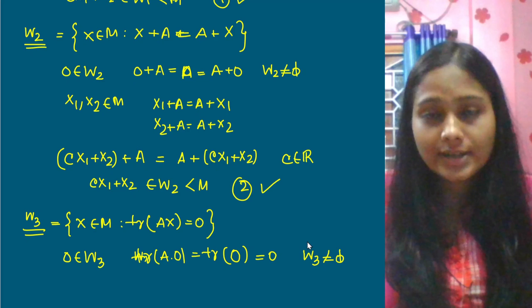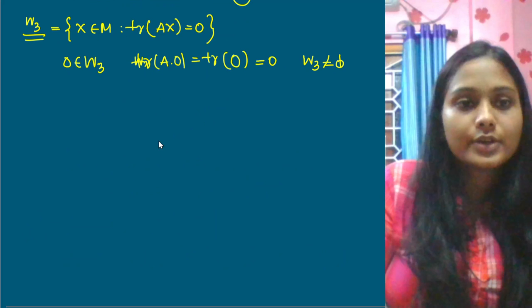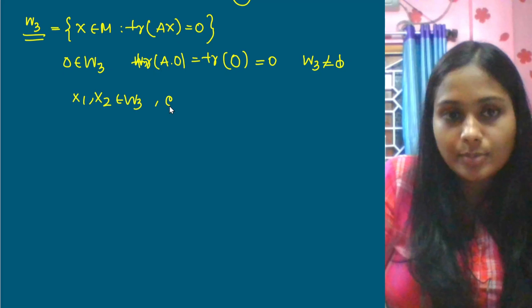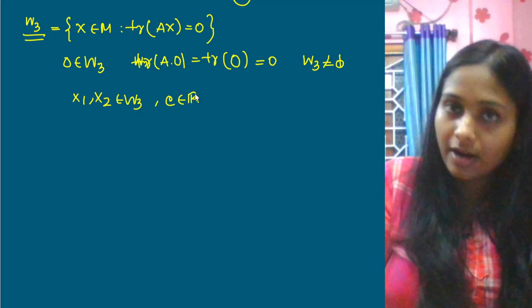Let us now take any two arbitrary elements from this W3. So let X1, X2 belong to W3 and C belong to the field R.